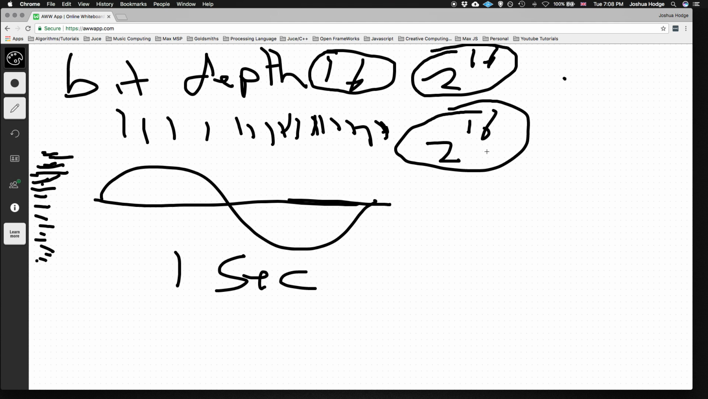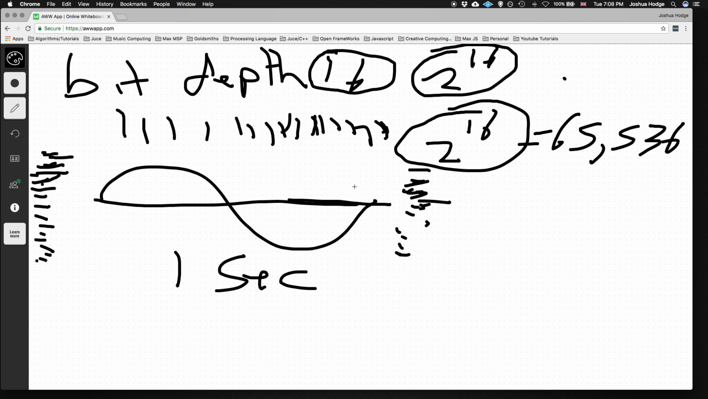That's 2 to the 16th power of values that we can represent between +1 and -1. And that, if my memory serves me correctly, is 65,536 values that we can represent between +1 and -1. It's quite a few. So that's approximately 34,000 values that we could represent from 0 to 1, and about 34,000 more or less that we could represent between -1 and 0. So that's quite a bit.